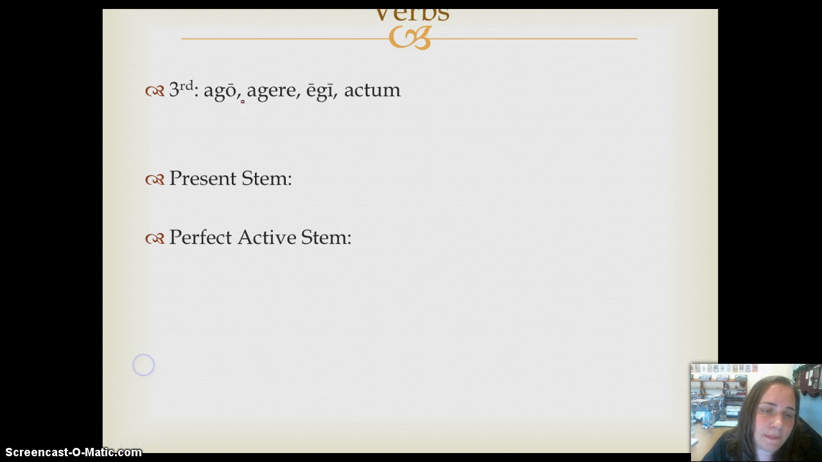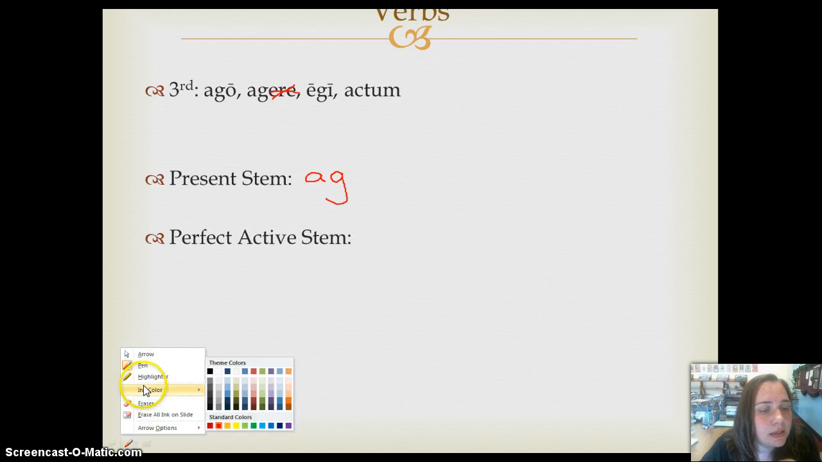So when you want to get the present stem, you have to remove the entire ere from the second principal part, which means that the present stem for agō, agere is just going to be ag. There's no vowel on the end of the present stem. This means that you need to provide the vowel that's going to tell us whether that verb is in the present or in the future. Okay, so let's just take a look.